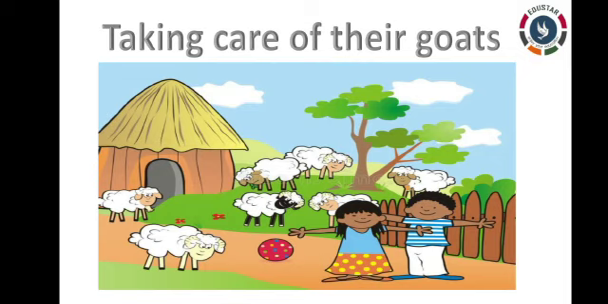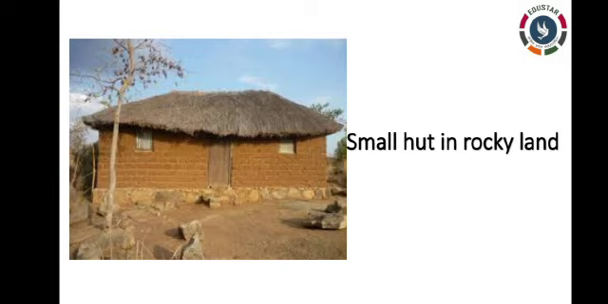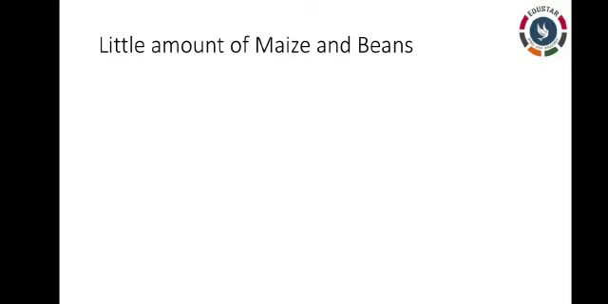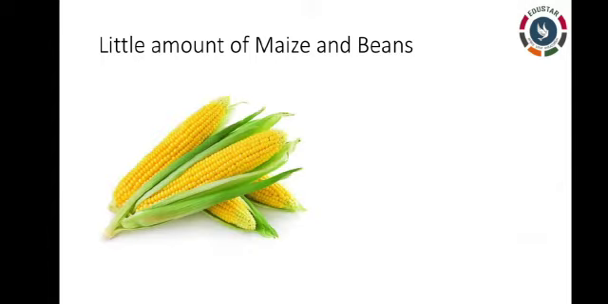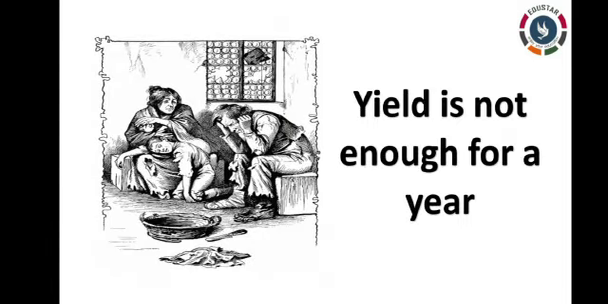Mamba and her family live in a small hut on rocky land, and they own a piece of land nearby their hut. After working hard, they barely get some maize and beans from their land. And this yield is not enough to run their family for a year.